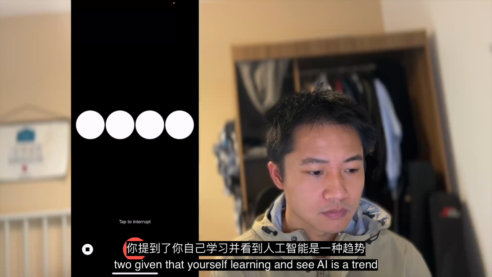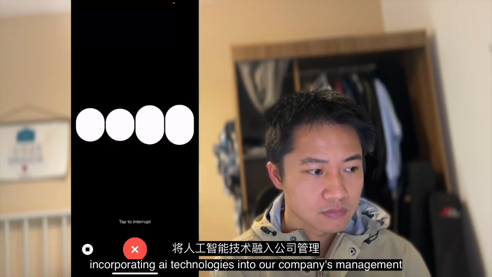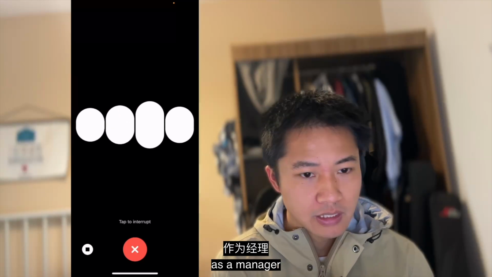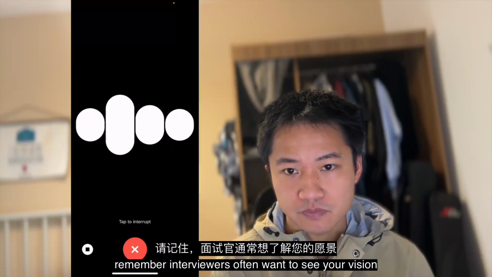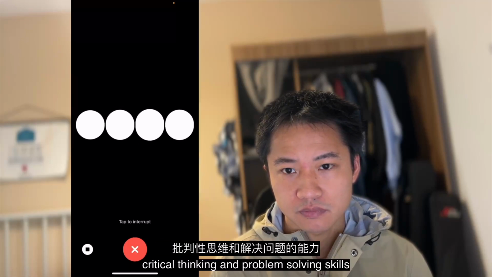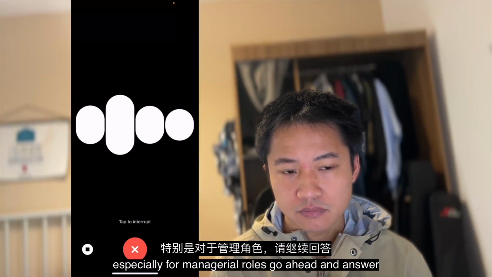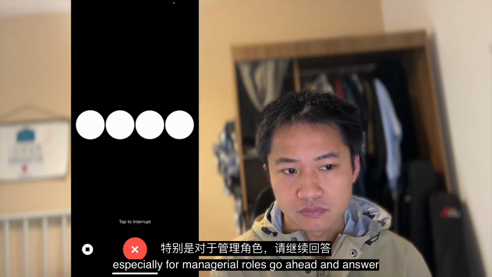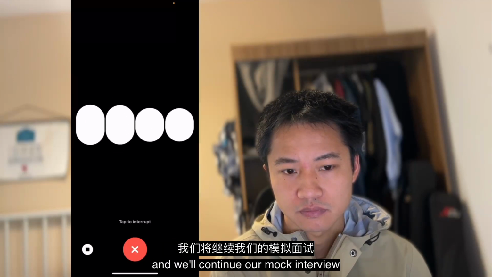2. Given that you're self-learning and see AI as a trend, how do you envision incorporating AI technologies into our company's management strategies as a manager? Remember, interviewers often want to see your vision, critical thinking, and problem-solving skills, especially for managerial roles. Go ahead and answer, and we'll continue our mock interview.